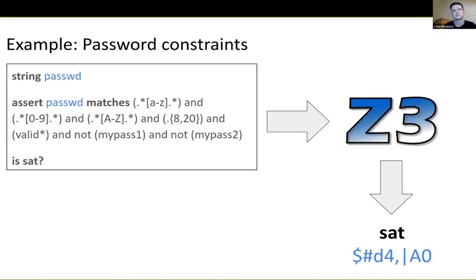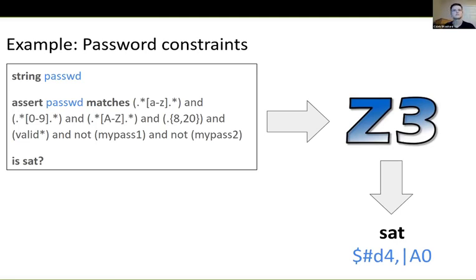In this case, you could take the regex that you wrote and put it into the following program. You declare a password to be a string. You assert that the password matches this particular regex, and then you ask, is this satisfiable? You could hand this to Z3, and you would get back: yes, it is satisfiable, and here's an example string that satisfies this.